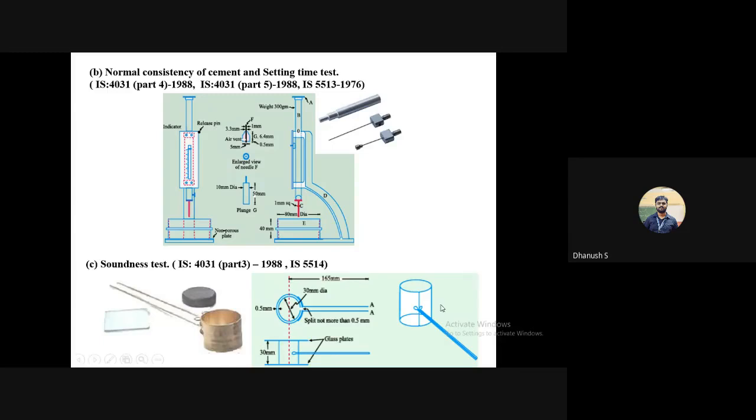If you notice this Le Chatelier apparatus, there is actually a slit here. There is an opening here. So it basically works like a forceps you can think of. Once you put something that has an increasing volume, this thing will spread apart, and the distance between these two ends of the tongs will further increase. So this is a test through which we can find out the soundness of cement.